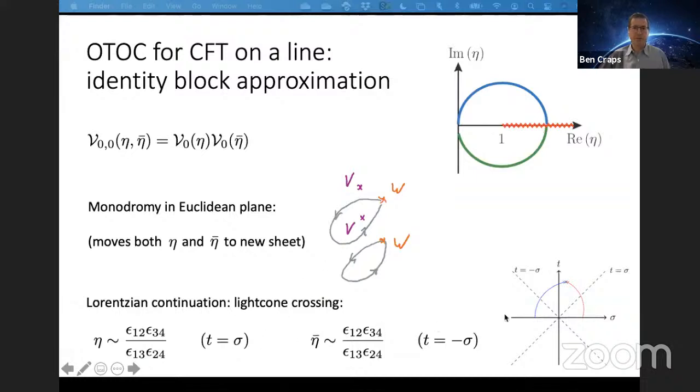So for instance, if you cross the t equals sigma line, you can check that because of the choice of ordering of the epsilons, eta will be larger than 1. So that one will cross the branch cut and eta bar will not. Whereas if you cross the other diagonal line, it will be eta bar that crosses the branch cut and moves to a different sheet.